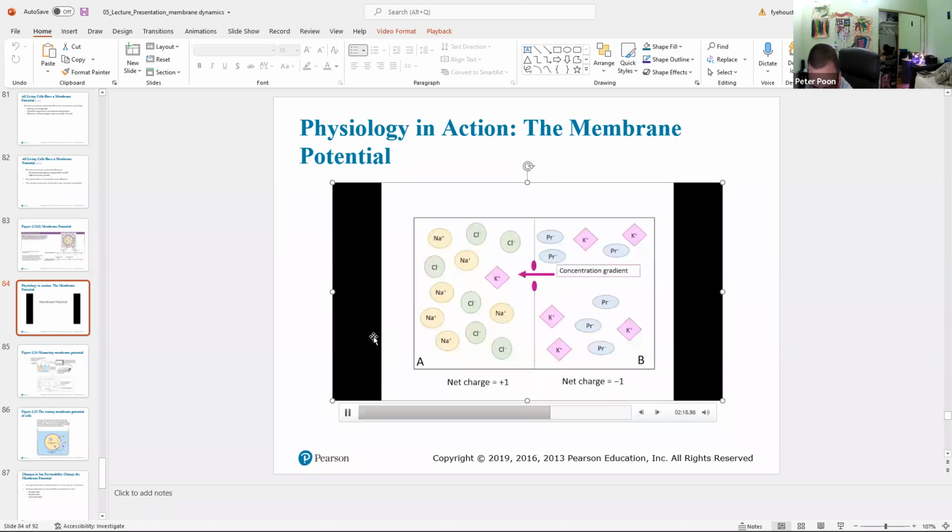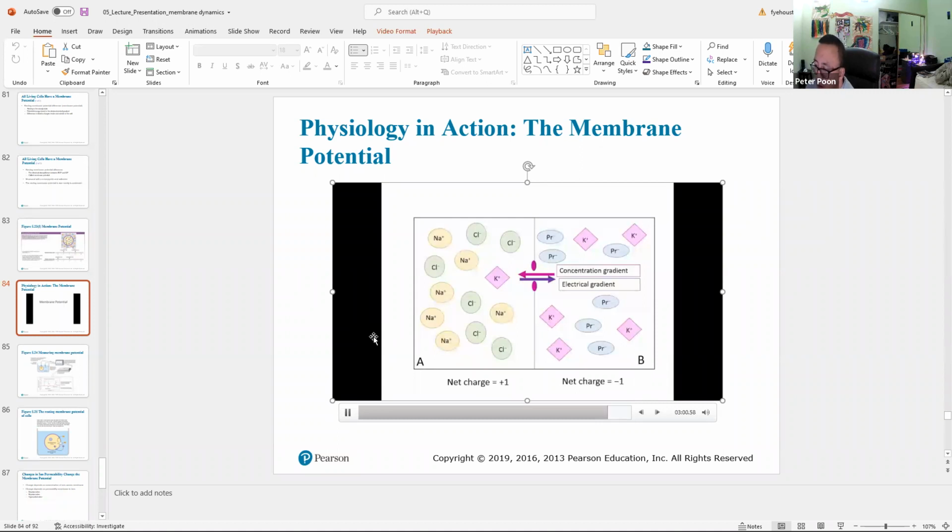The concentration gradient favors movement of potassium from compartment B into compartment A. But compartment A now has a positive electrical charge, and like charges repel each other. So that means that the electrical gradient favors the movement of K plus from A back into B. At some point, movement down the concentration gradient will be exactly opposed by movement on the electrical gradient, and the system will come to equilibrium, where movement from B to A is equal to movement from A to B.